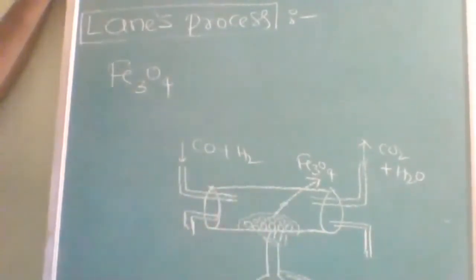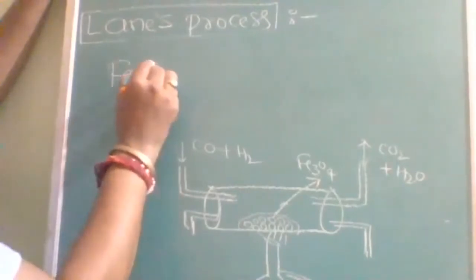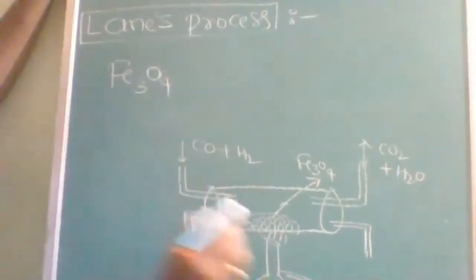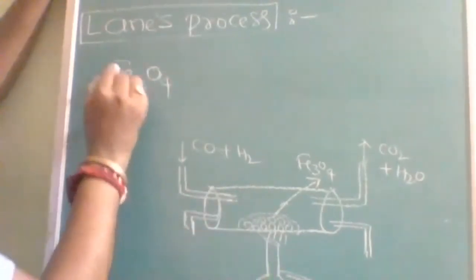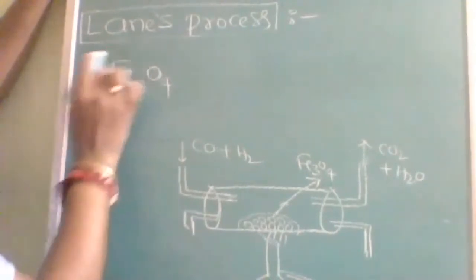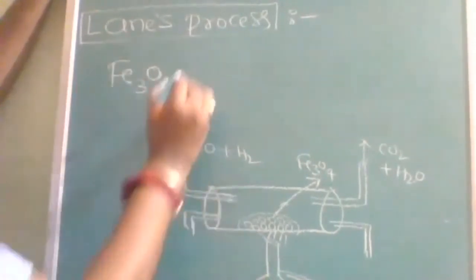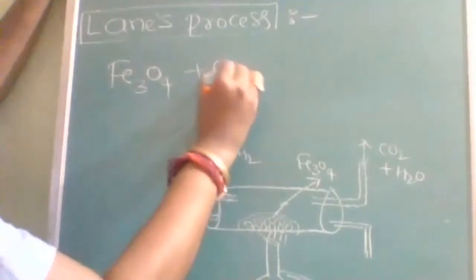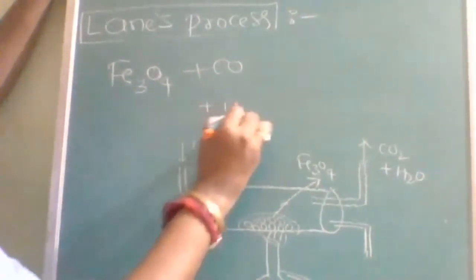Why do we call it manufacture? Because the manufacturer wants profits. Okay, so they don't want anything to be wasted. That iron is now converted into Fe3O4, so they want that iron back. Okay, so now what will we send? We will send the carbon monoxide or hydrogen.